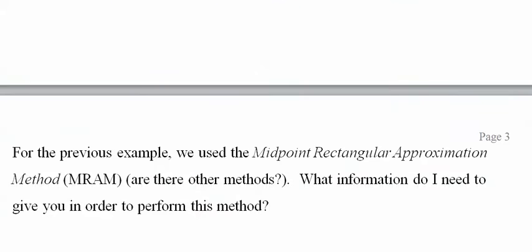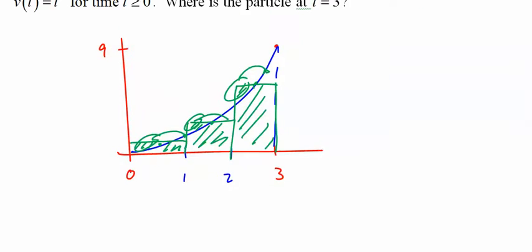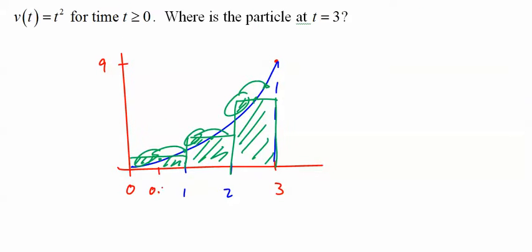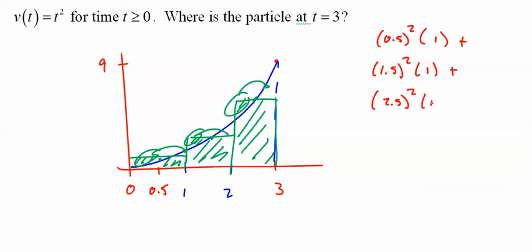So actually, what the heck, let's do it here. Midpoint 0.5 of x squared, so we get 0.5 squared is our height, and our width is 1, plus 1.5 squared times 1, plus 2.5 squared times 1. And what does that equal? I've got a calculator here. 0.5 squared plus 1.5 squared plus 2.5 squared. Get 8.75.